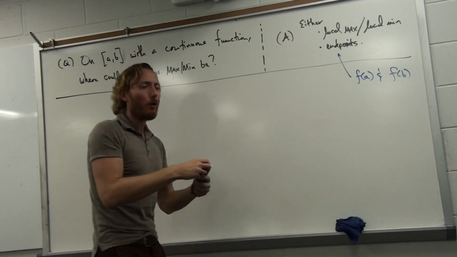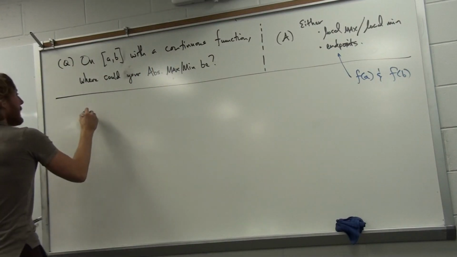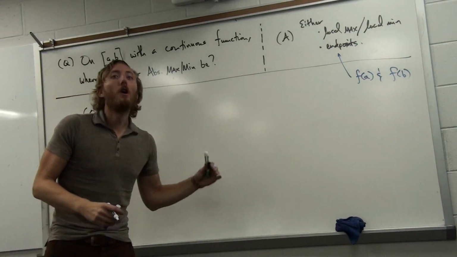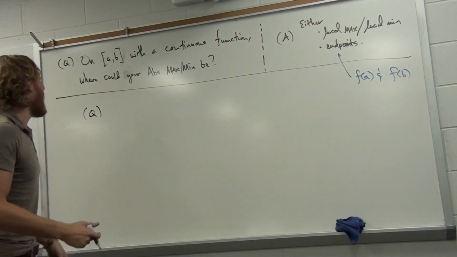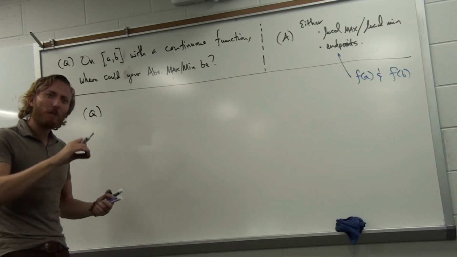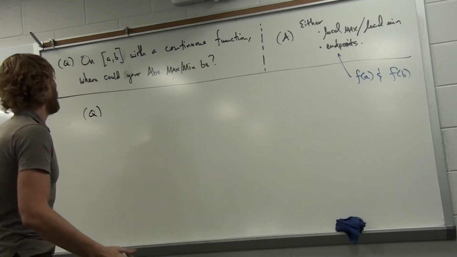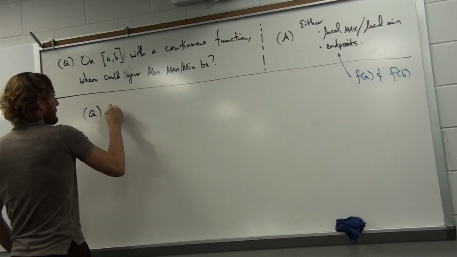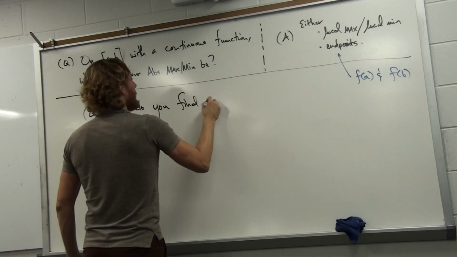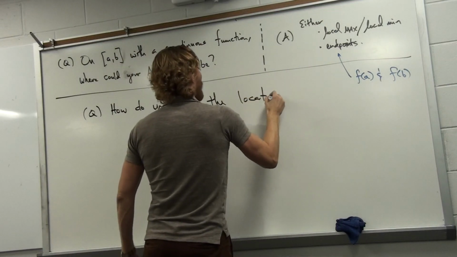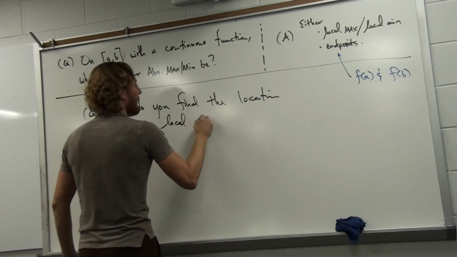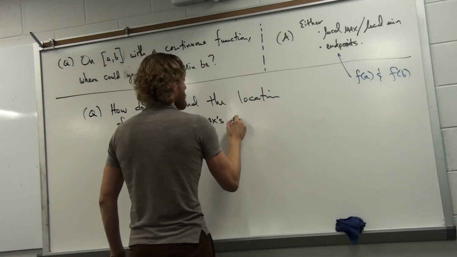How do you find your local maxes and mins? Because if you could find your local maxes and mins, then you would know everywhere where your absolute maxes and absolute mins could be. So let's try to solve the riddle of, man, how do you find where the function hits a peak? How do you find where the function hits a valley? So question, how do you find the location of your local maxes and mins?